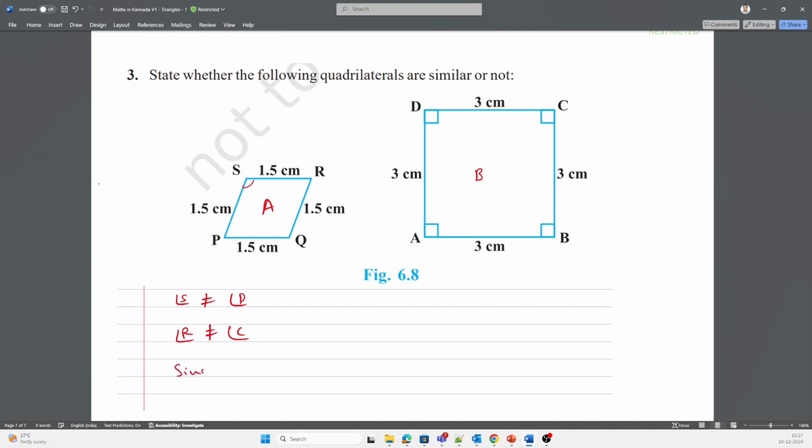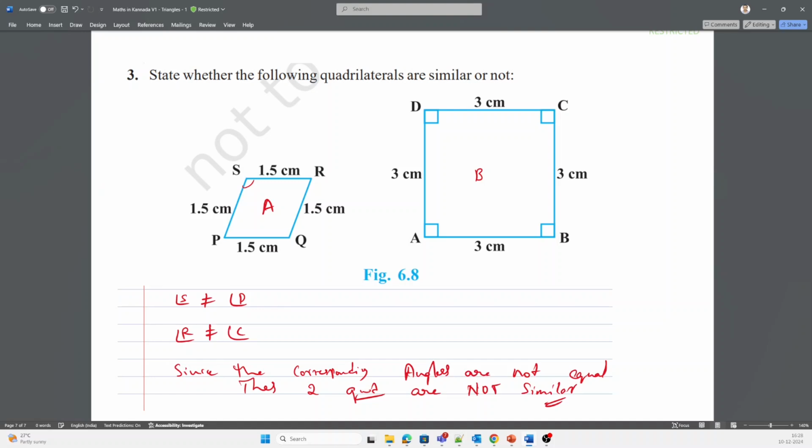Since the corresponding angles are not equal, these two quadrilaterals are not similar.